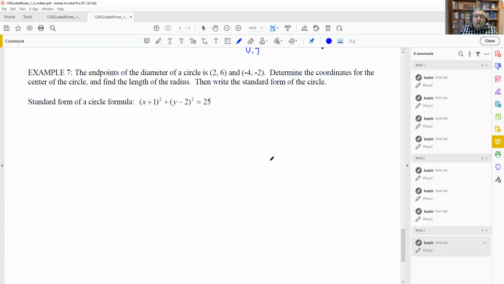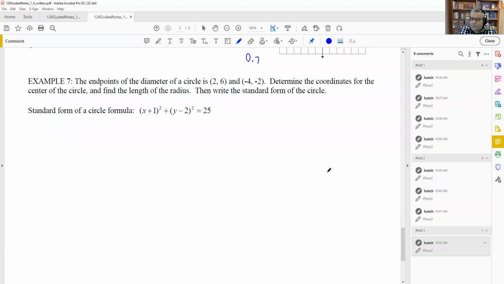Now, this one is actually going to combine a couple of sections together as far as what we've done so far, circles, and also working with the distance formula that we did back in 1.1. So we're going to take a look at both of those here. All right, so it says the endpoints of the diameter of a circle are these here.